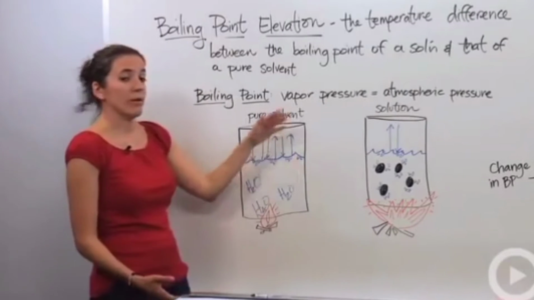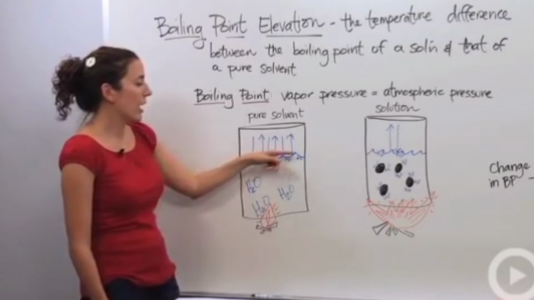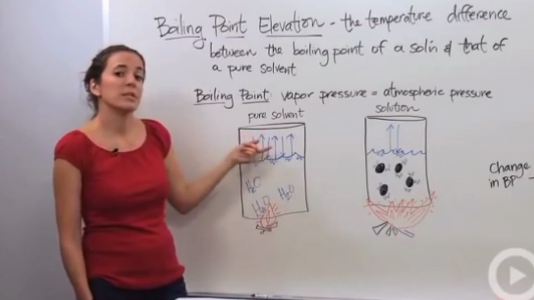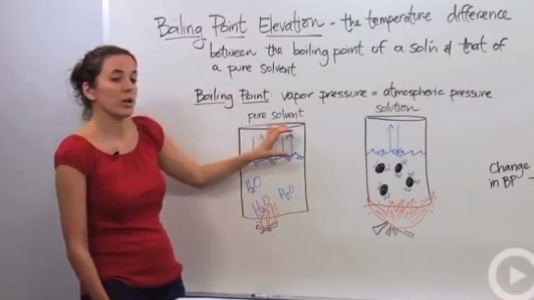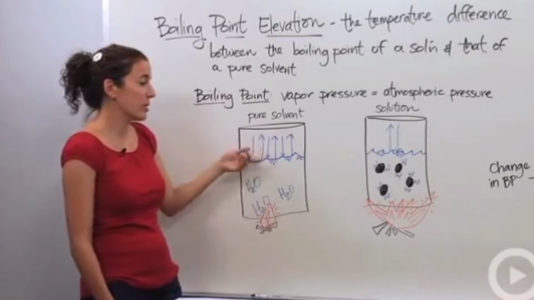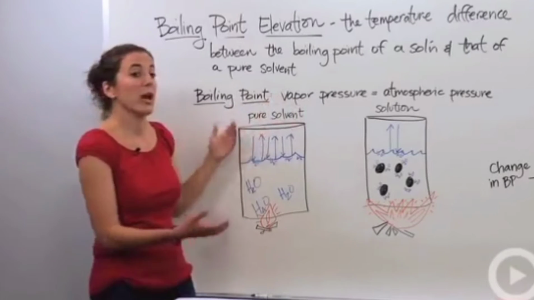Let's say we have a pure solvent, a beaker of water. At the surface of the water, particles escape into vapor, back and forth, and they create some pressure up here. As we heat the substance, that pressure rises due to increasing kinetic energy, and it eventually reaches the atmospheric pressure and then boils.